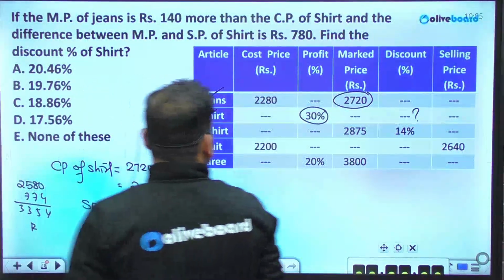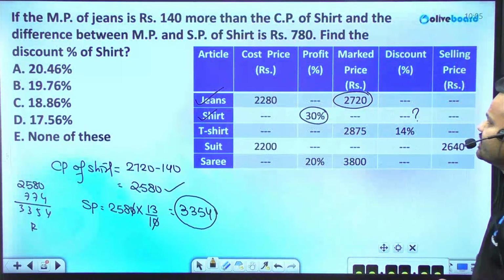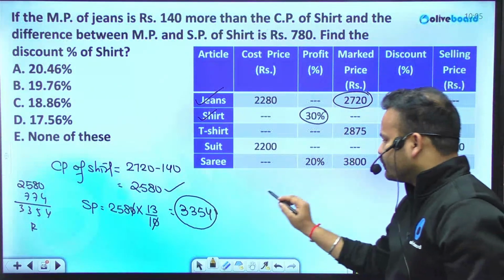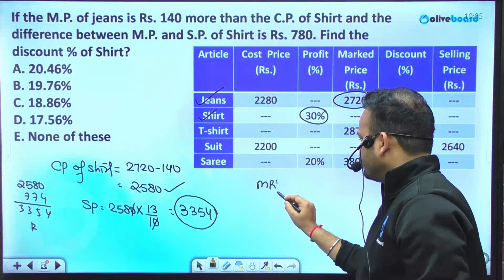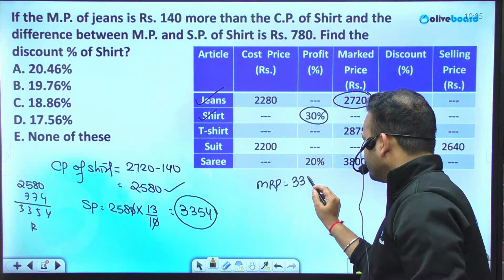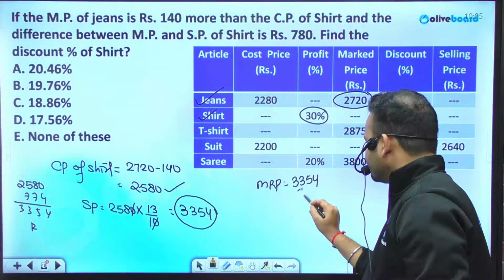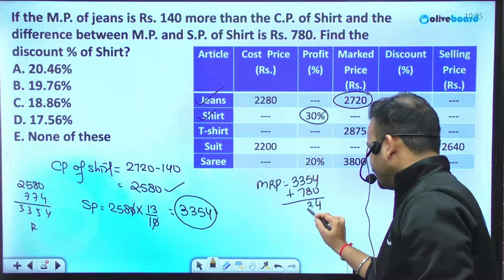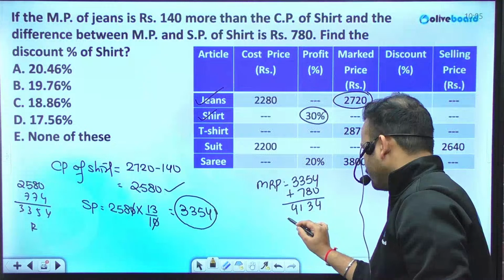So we know the selling price now. Shirt selling price is known, and the MRP of the shirt is rupees 780 more. So what has to be the MRP? 3354 plus 780. So this is the MRP of the article. 4, 8, 5, 13, 8, 3, 11, 4134.